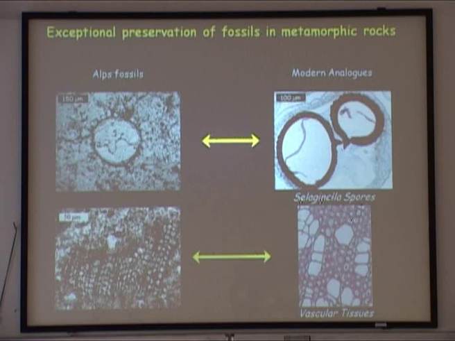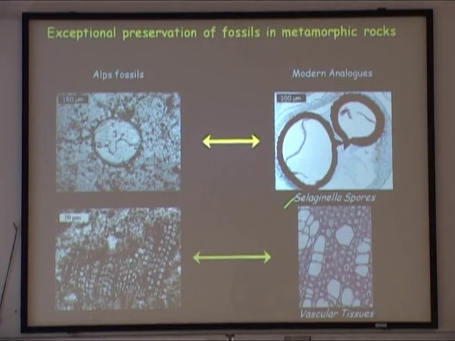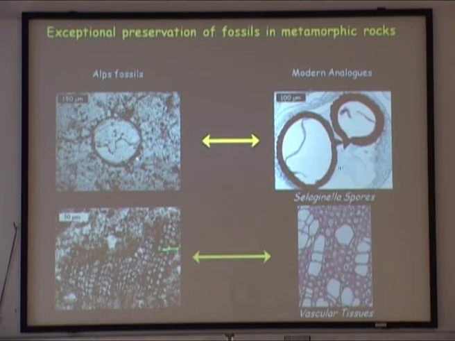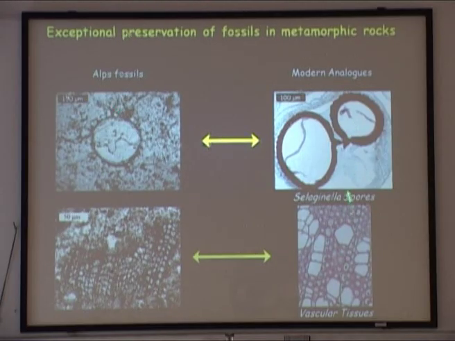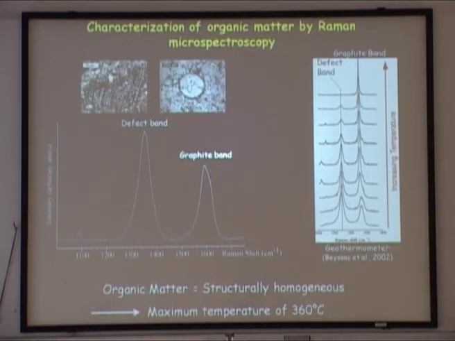Now, this is what paleontologists do, and they compare this to this. These are modern spores of some fern-like organism, and these are tissues of also some similar plants. So the interpretation is that these things that we find in the metamorphic rocks are remnants of this kind of object. Okay, so they are fossils. Not very big, 150 microns, 50 microns. So not really big, but that's what we studied.